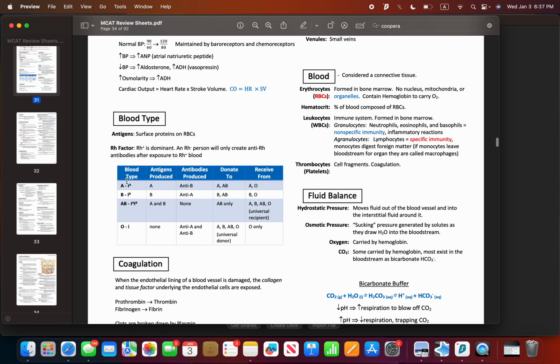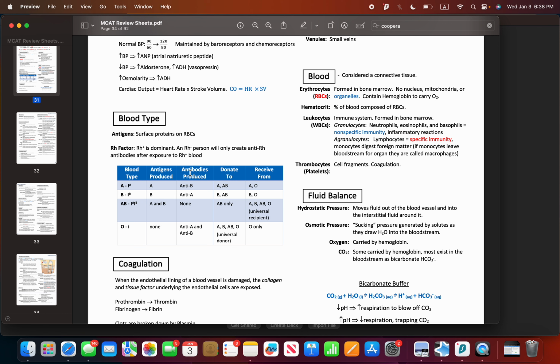Now we have the blood types here. So the I's, I believe, is like the antigen, and the type of the antigen is on top. So we have IA, IB for AB, and small i for O. So the antigens produced is A for the first one, B for the second one, A and B for the other one, and no antigens are produced for the O individuals.